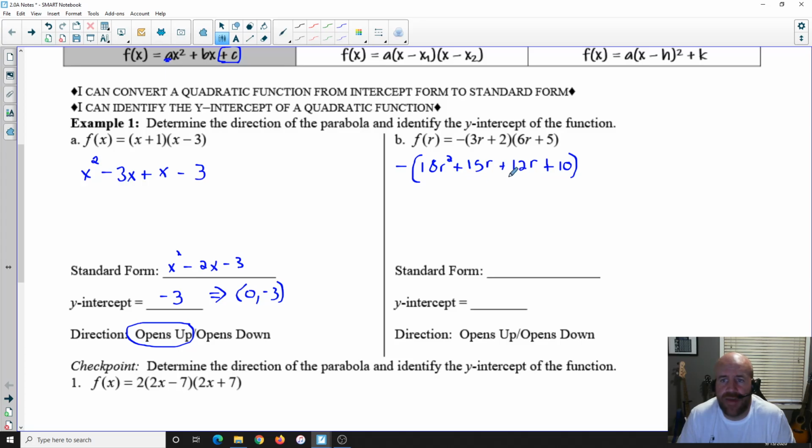So now we can combine like terms and also distribute the negative at the same time. So all of the terms are going to turn to the opposite sign. So we have an 18r squared, but it's negative. And then if we put the 15r and the 12r together, we get 27r and make it negative.